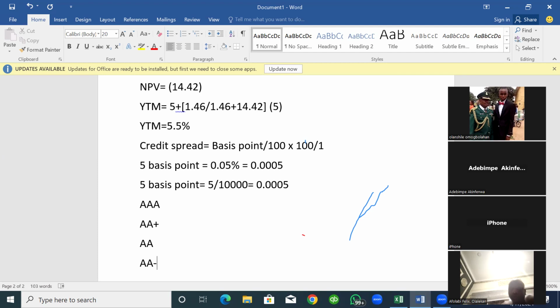This is not going to come in the exam, but I can just tell you that the credit worthiness of AA plus, AA minus and so on is not related to anything else. It's just for knowledge sake. So that is that for credit rating.